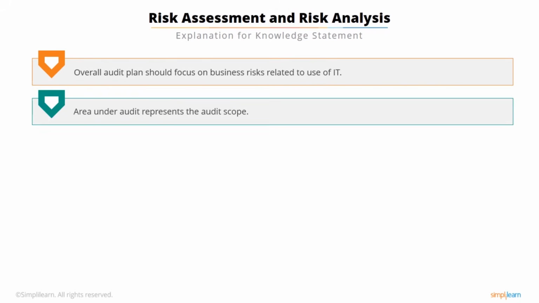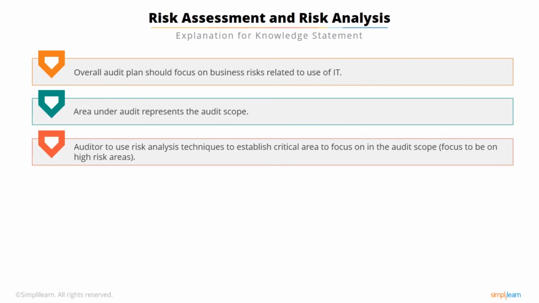The area under our audit represents the audit scope. We're not going to audit everything, so let's find out what we are going to audit. What is the scope of our audit? Auditors should use risk analysis techniques to find out what are the critical areas to focus on within the audit scope. In other words, you determine the audit scope by risk analysis.